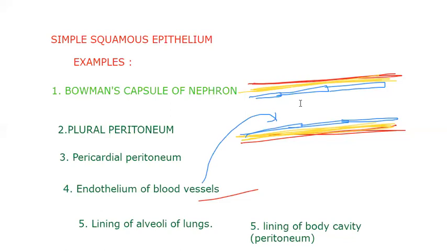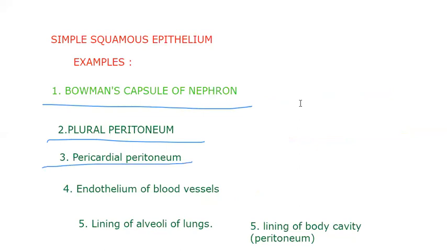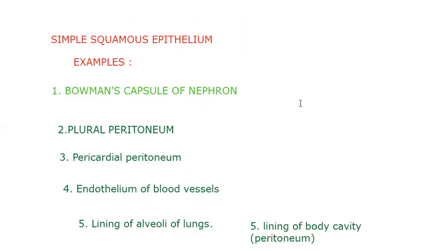Okay, so this much expansion is not actually required for first year, but I am just explaining so that at least a visual comes to mind, isn't it? Bowman's capsule of nephron, lining of lungs which we say pleural peritoneum, lining of heart which we call pericardial peritoneum, endothelium of blood vessel, the innermost lining of the blood vessel, lining of alveoli of lungs, lining of body cavity. All these are composed of simple squamous epithelium.